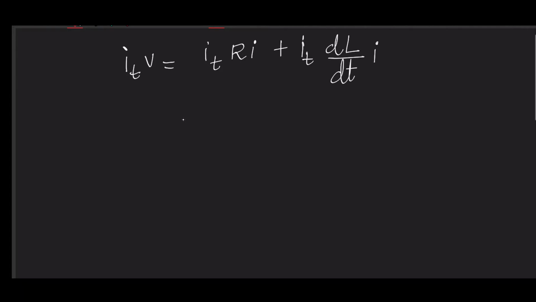So in our last video we have studied the expression. Now we will further investigate, or rather continue our investigation. So in general the power equation is V transpose I equals I transpose R I plus I transpose dL/dt I, right?